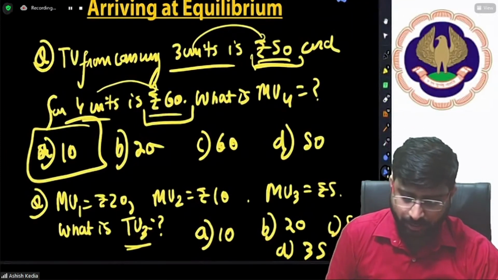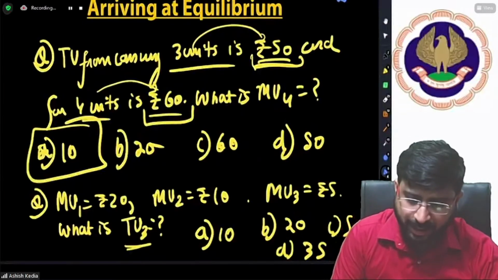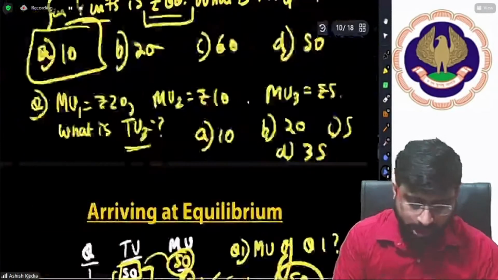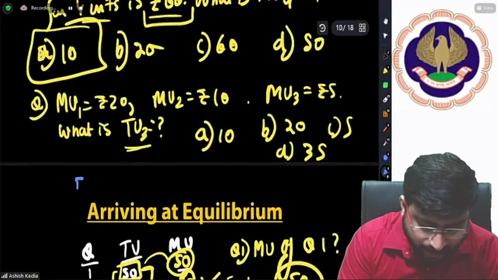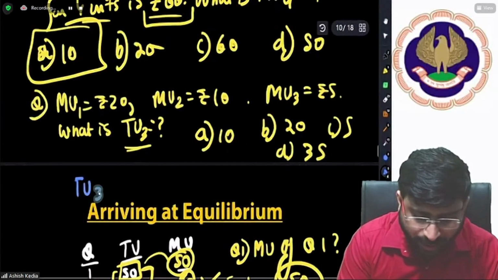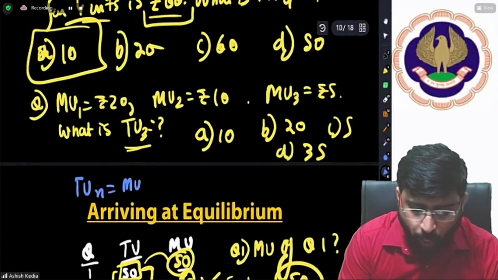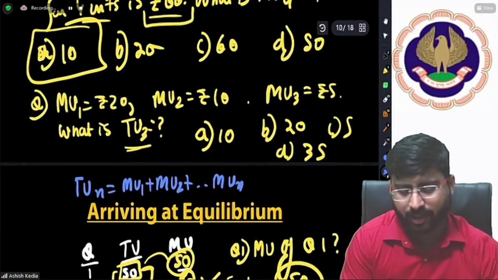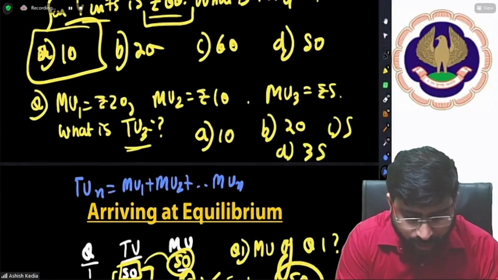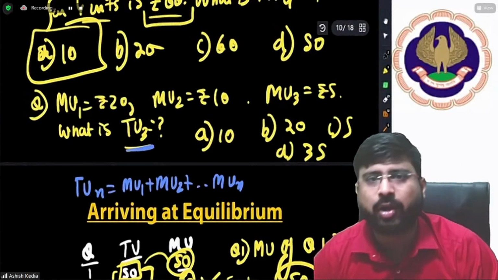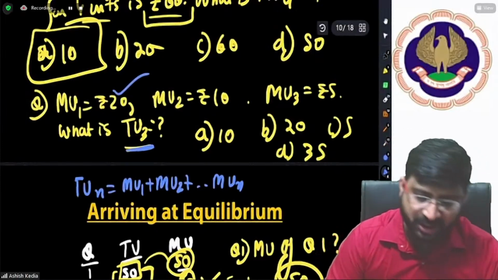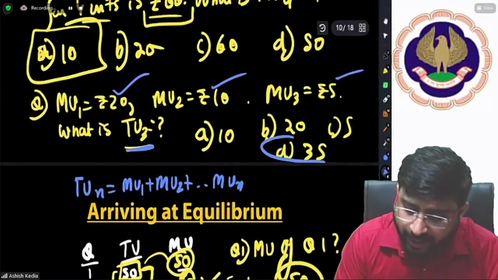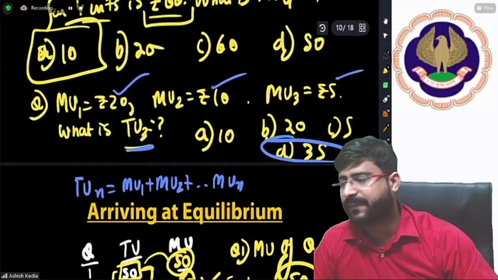Yes, so clear. So my dear friends, let me summarize it for you. There is another thing that you need to remember, that whenever you are finding total utility, remember, total utility of n units is MU up to n units. Means you keep adding up till n units. So for total utility of 3 units, you add the marginal utility of all the 3 units. That is, first is 20, second is 10, and third is 5. So total is 35, and there is your answer, 35.